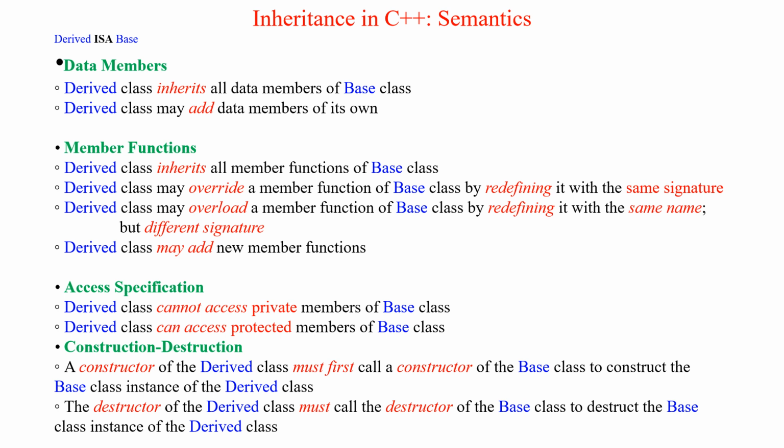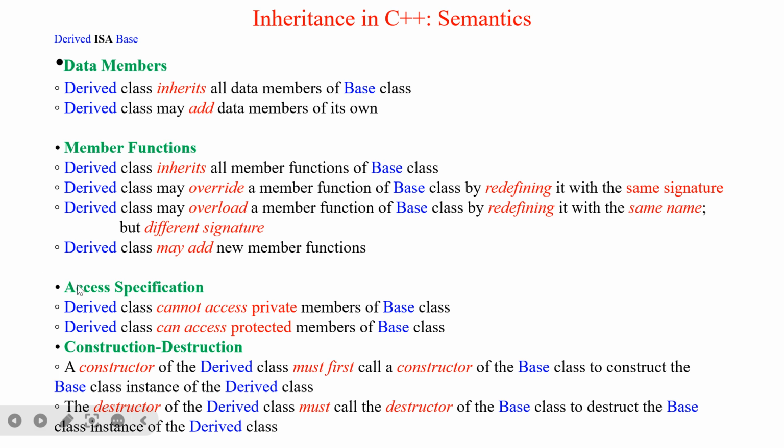We can see some semantics used in inheritance. In data members, the derived class inherits all the data members of the base class and may add data members of its own. According to member functions, the derived class inherits all member functions, may override member functions, may overload the member functions, and may add new member functions.